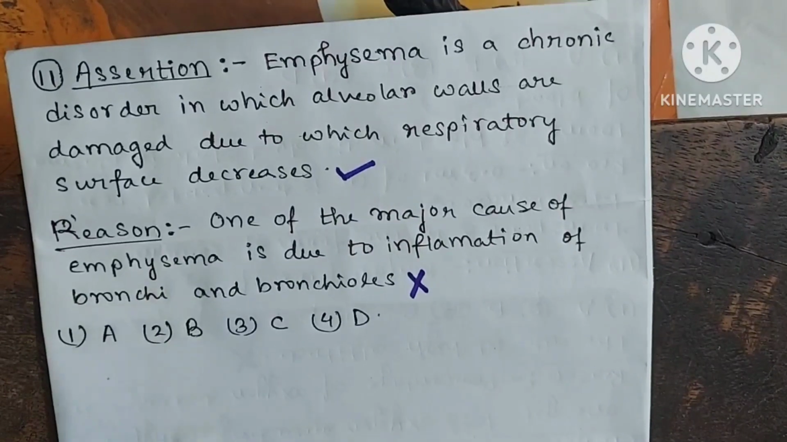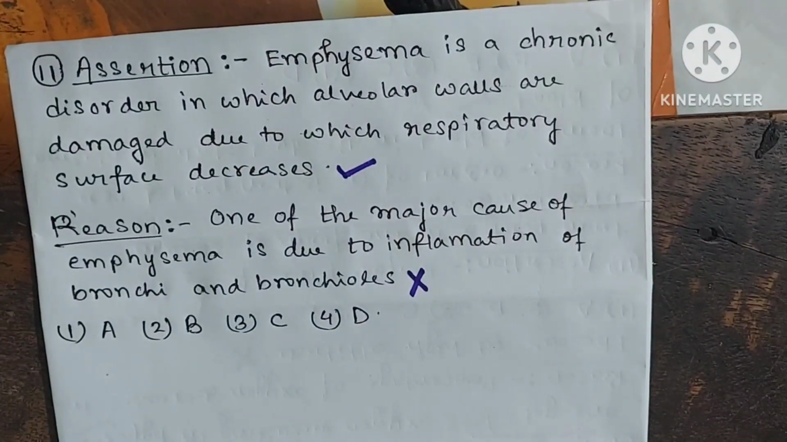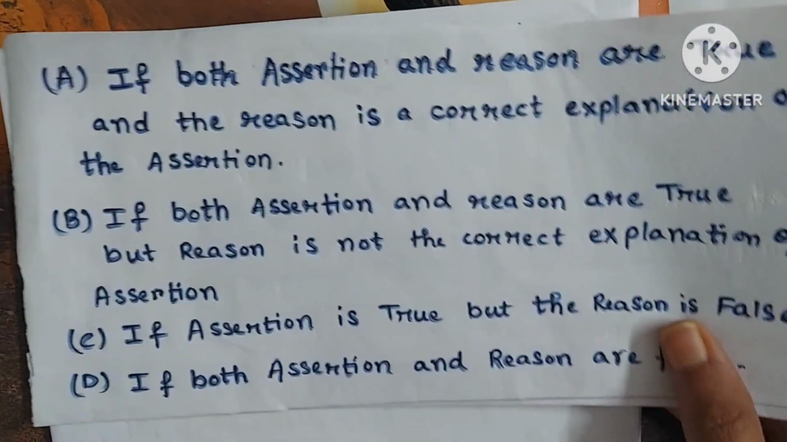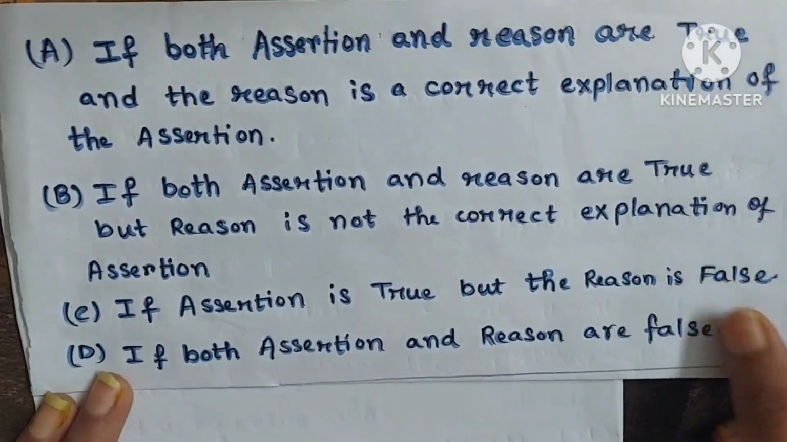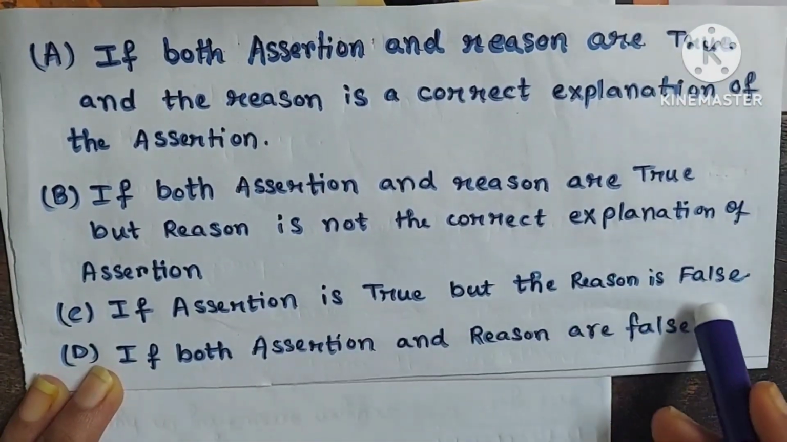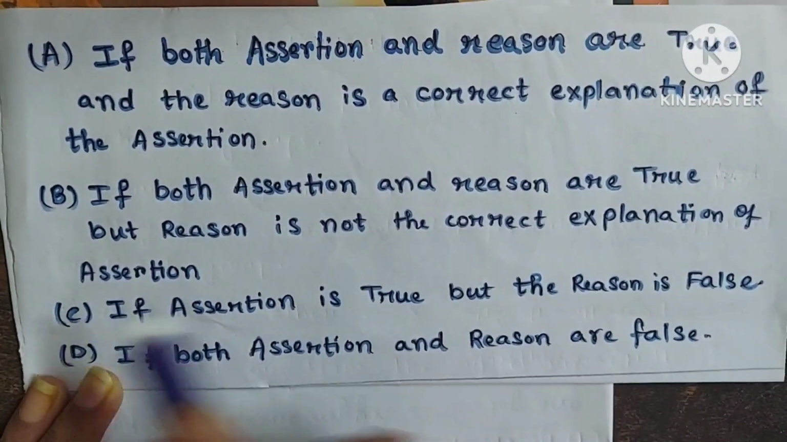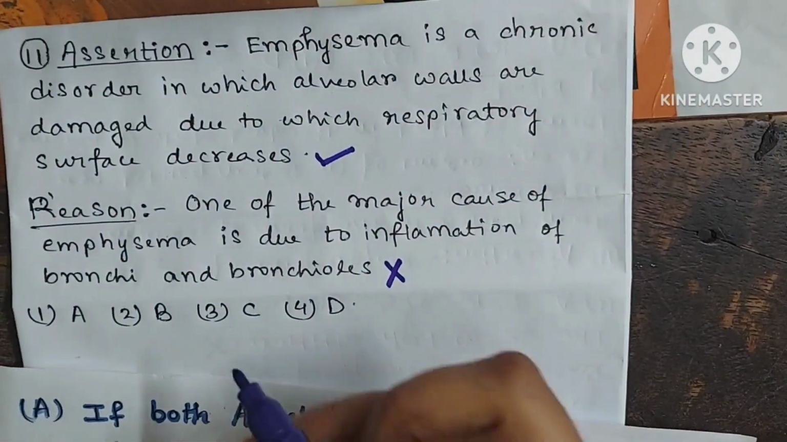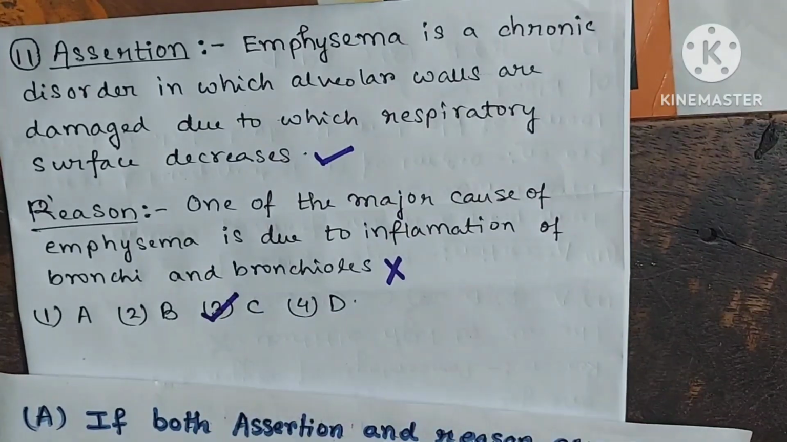Not emphysema. So if we match the options, in option C it is written that if assertion is true but reason is false, then we will mark option C. So here option C is correct, that is, the third option is correct.